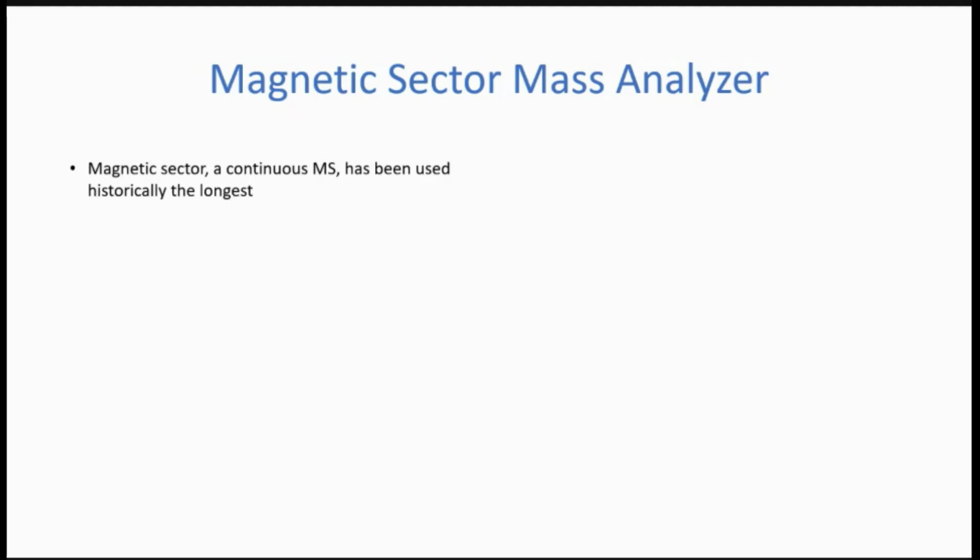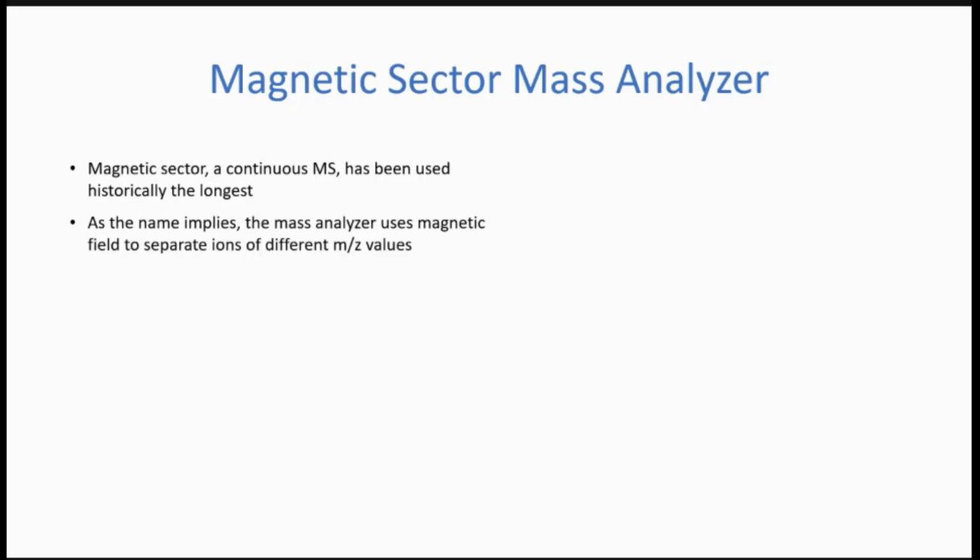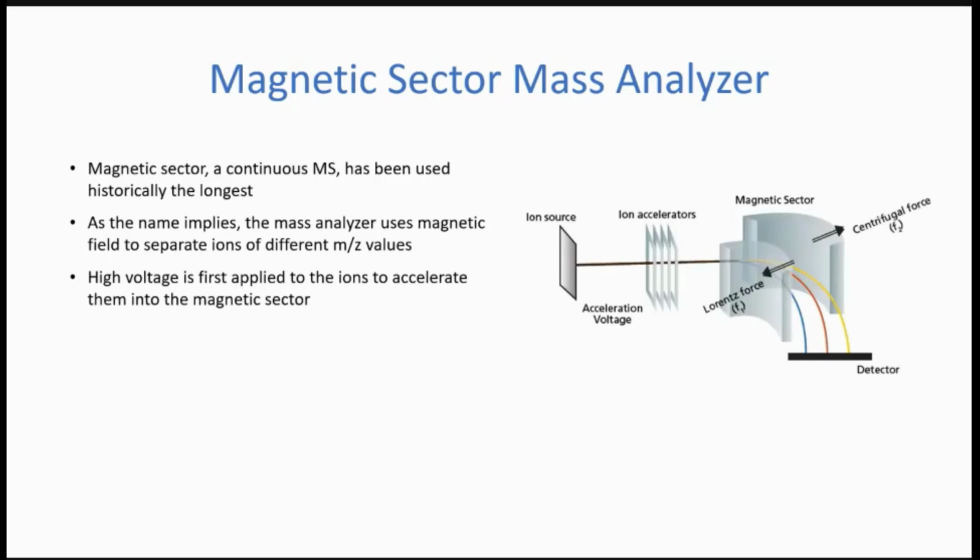This is historically one of the first mass analyzers created and has been in use for a very long time. It is a continuous mass spectrometer. I'll tell you what that means in a moment. And as the name implies, this mass analyzer uses a magnetic field to separate ions. I actually kind of flubbed earlier when I said we move ions with applied voltages. We can also move ions with applied magnetic fields. There's still a high voltage that's applied to the ions to accelerate them into the magnetic sector, but the actual separation and filtration in a magnetic sector occurs with a magnetic field.